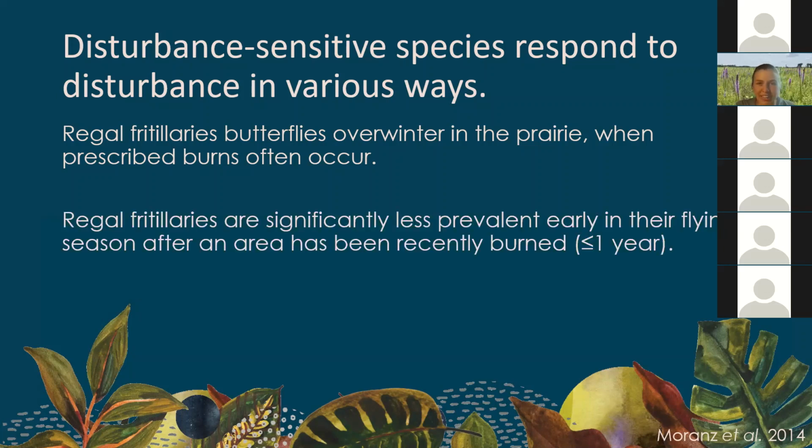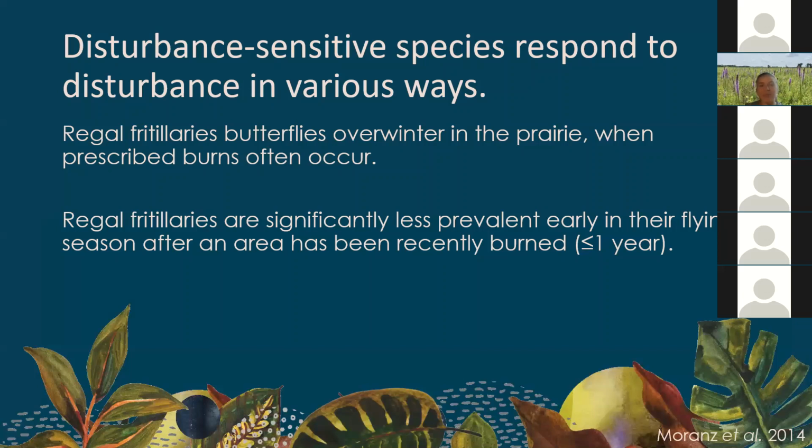So when you're burning, obviously that is going to affect any insects that are overwintering in that prairie. In a study here by Moran et al., we're looking at prairies in Missouri and regal fritillaries' response to disturbances such as burns. So you could assume, if you're connecting the dots here, that regal fritillaries are significantly less prevalent early in their flying season, so that June time after an area has been burned.